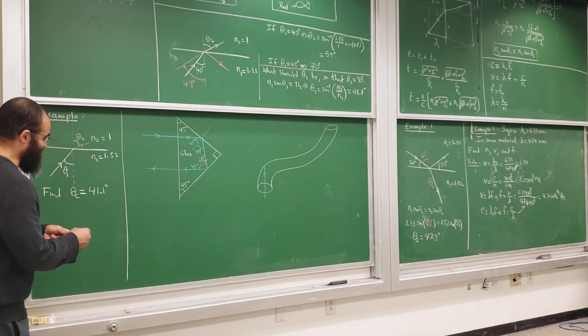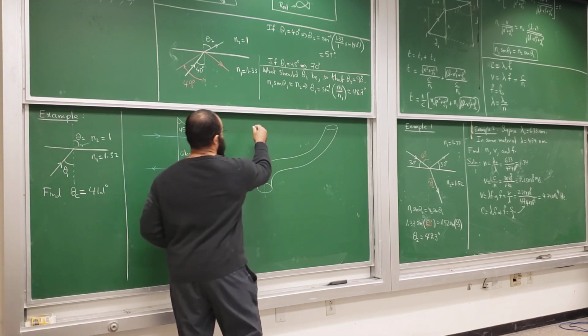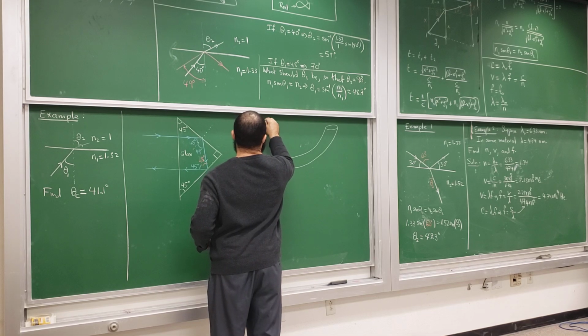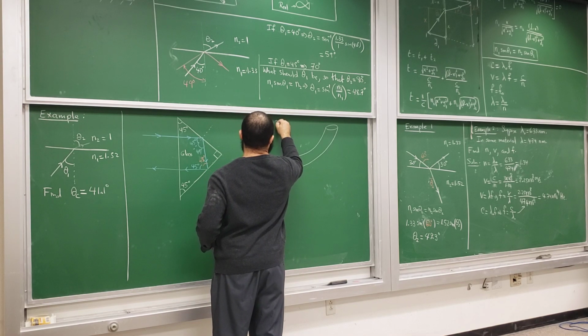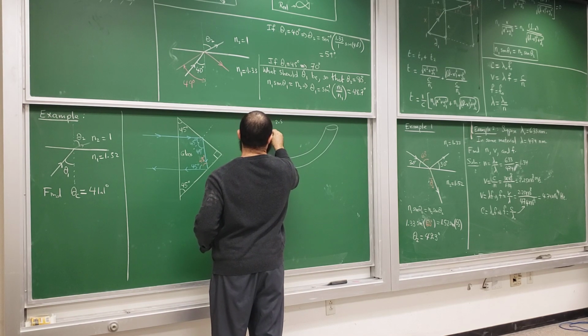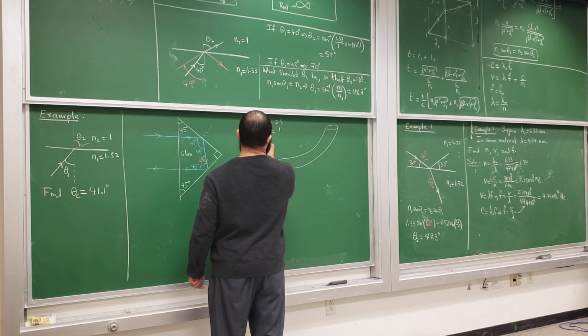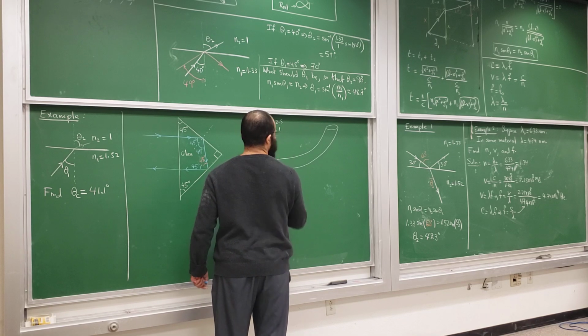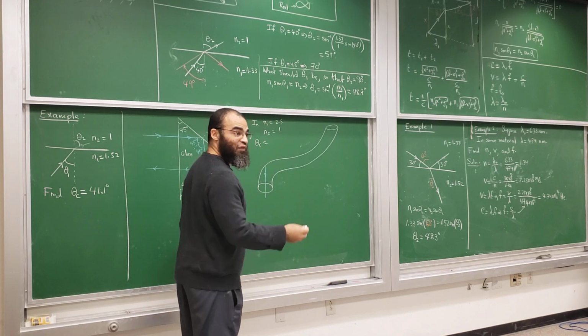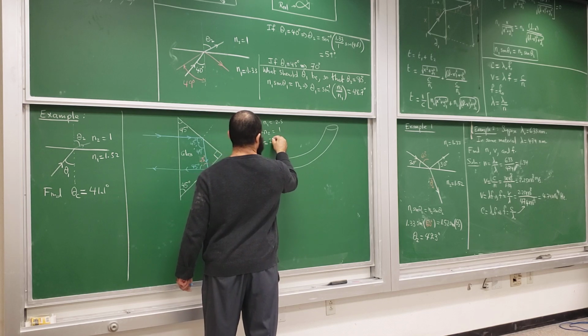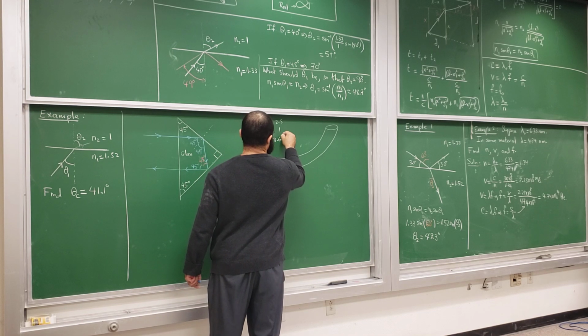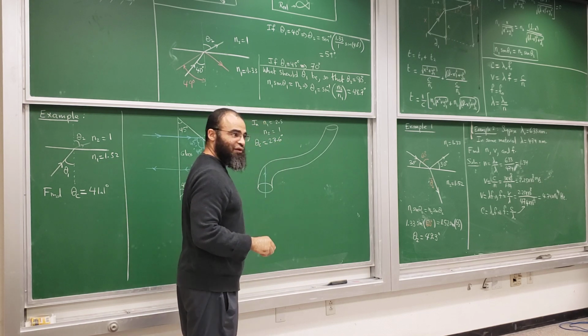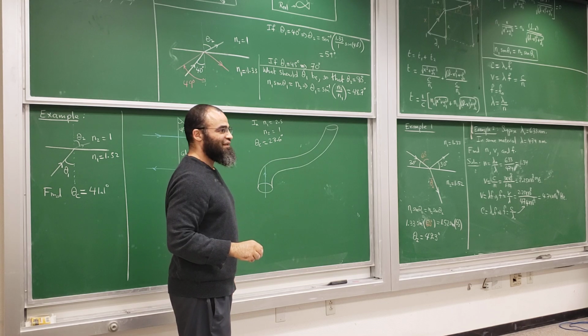So let me write it here. Let's say N1 is 2.5 and N2 is 1. What's the critical angle? Can someone do the calculation? 23.6. A small angle, right? If you exceed this angle, what happens?